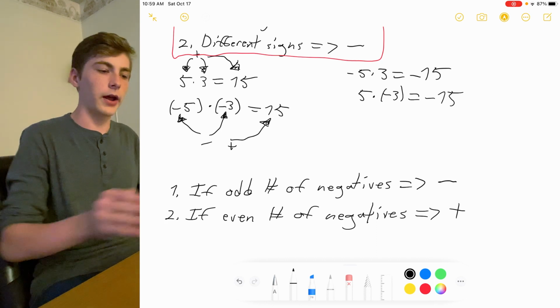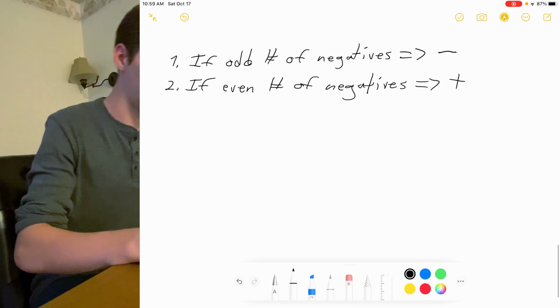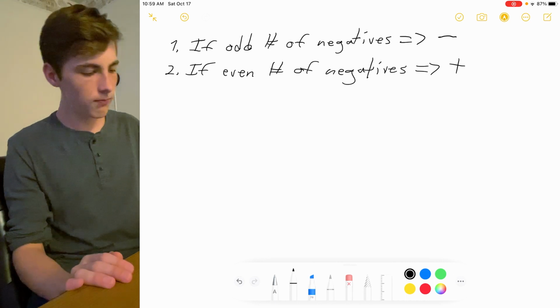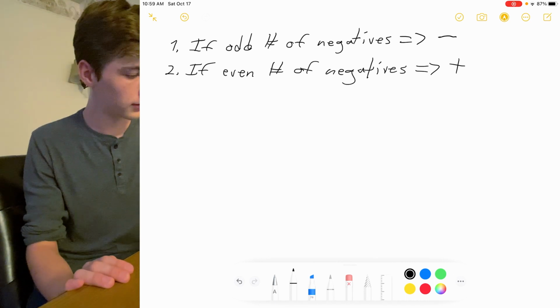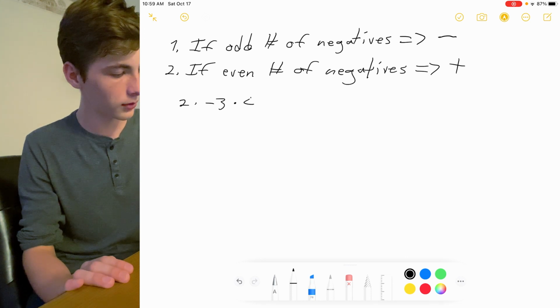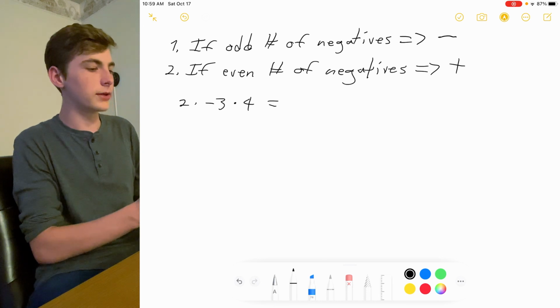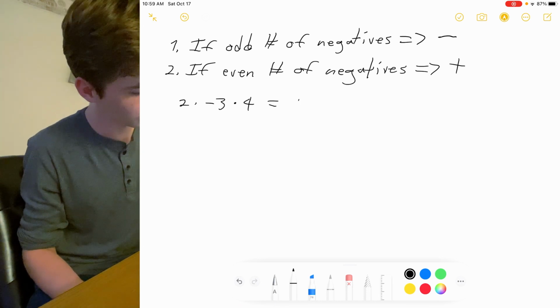If you have an odd number, all of them will cancel except for one, which will make it negative. I'm going to show some examples to demonstrate this. So let's say we have 2 times negative 3 times 4. First let's just do the regular multiplication. 2 times 3 is 6. 6 times 4 is 24.